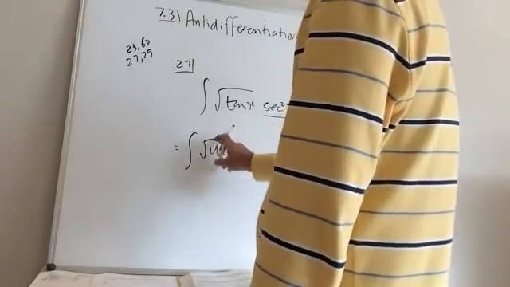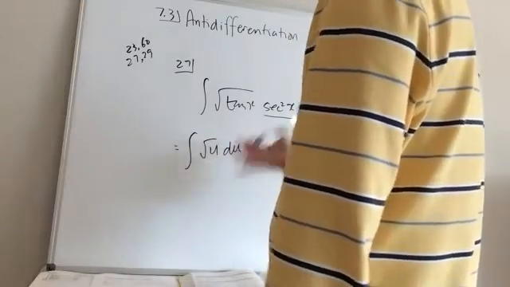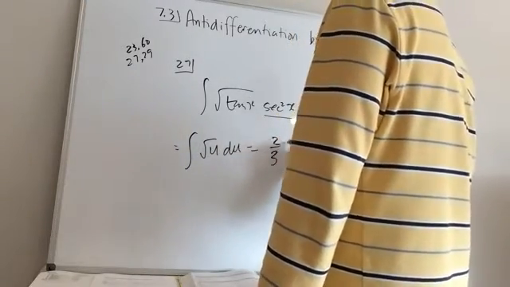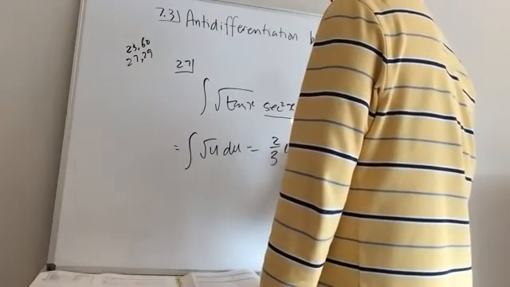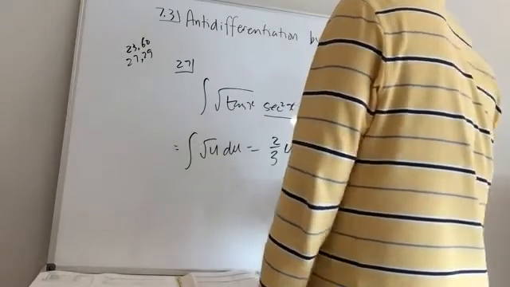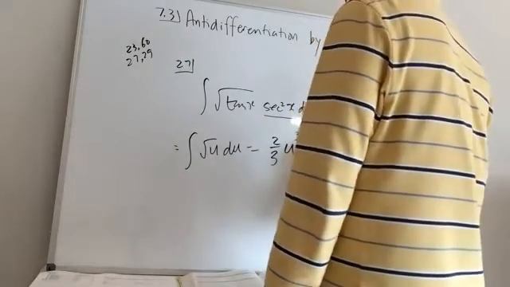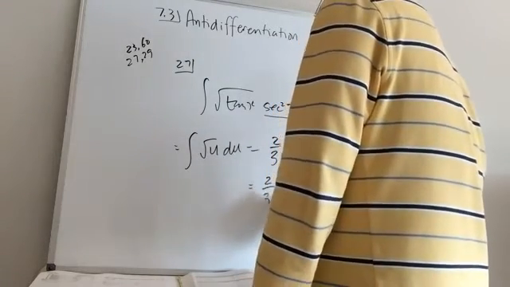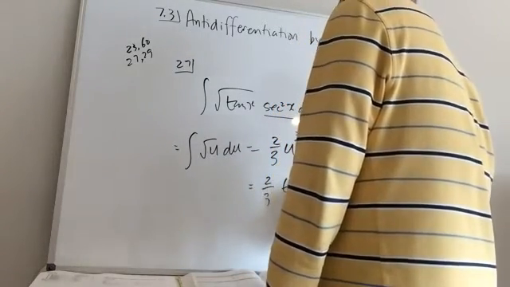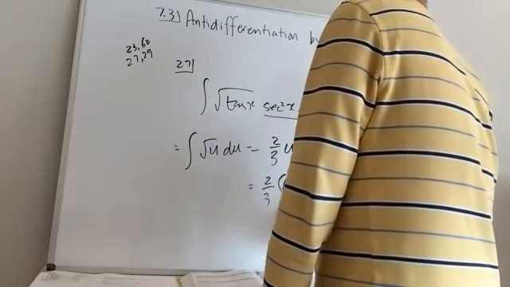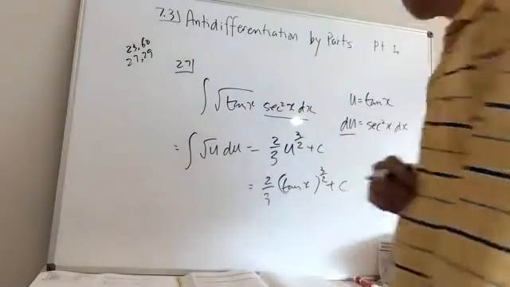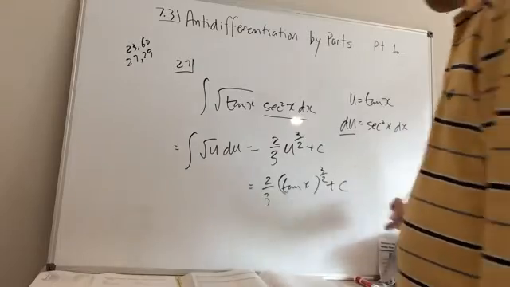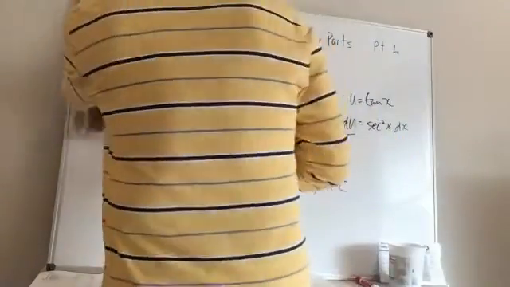So this is just u to the 1/2, and you just do the integral, so you get 2/3 u to the 3/2 plus c. So it's going to be 2/3 tan x to the 3/2 plus c, and that's it. Okay? So that's 27.